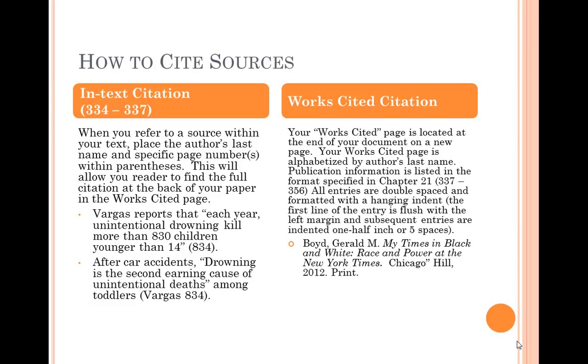The Works Cited page is located at the end of your document on a new page. Your Works Cited page is alphabetized by the author's last names. Publication information is listed in the format specified in Chapter 21, pages 337 through 356, and all entries are double-spaced and formatted with a hanging indent. The first line of the entry is flush with the left margin, and the subsequent lines of entries are indented 1/2 inch or 5 spaces. That means if you're citing a source and it takes more than one line, the second line is indented 5 spaces.